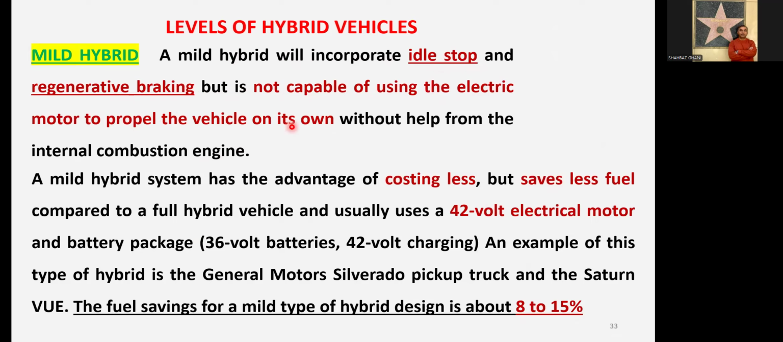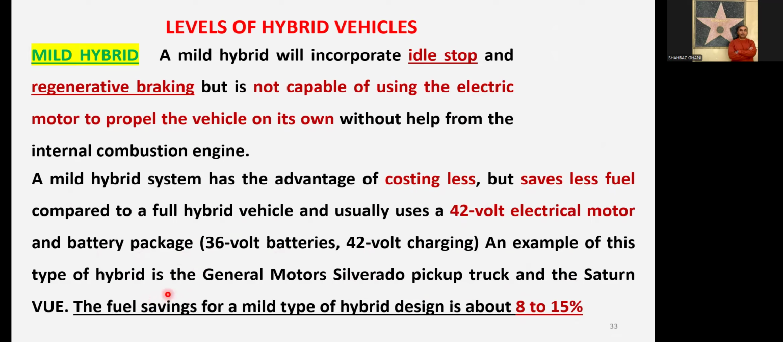So it cannot move on its own by the use of this electric motor without the help from the internal combustion engine. A mild hybrid system has the advantage of costing less but saves less fuel compared to a full hybrid vehicle, and usually uses a 42 volt electric motor and battery package, 36 volt batteries, 42 volt charging. An example of this type of hybrid is the General Motors Silverado pickup trucks and Saturn VUE.